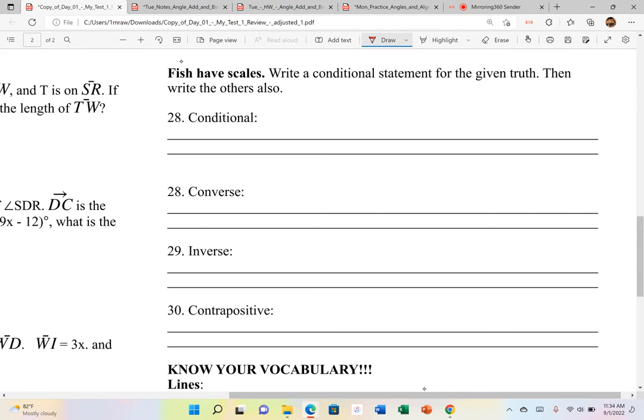So for conditional statements, fish have scales. I'm going to write this as a conditional statement: if an animal is a fish, then it has scales.